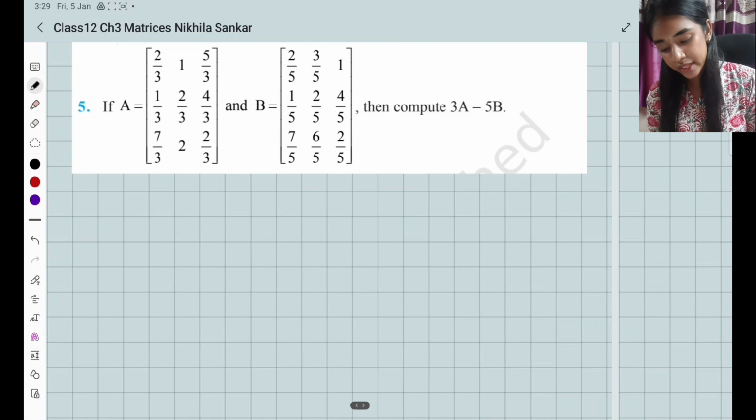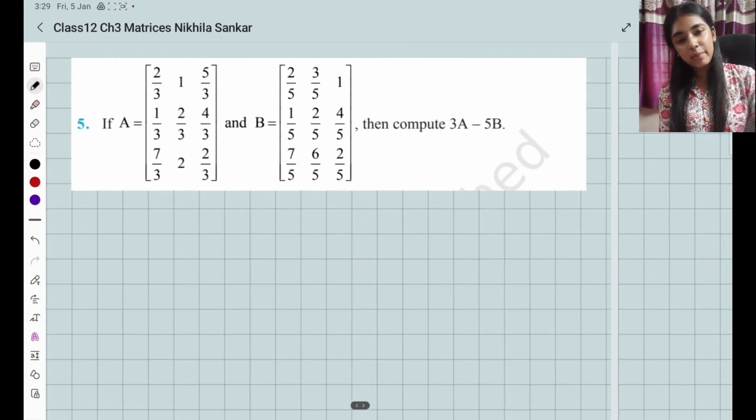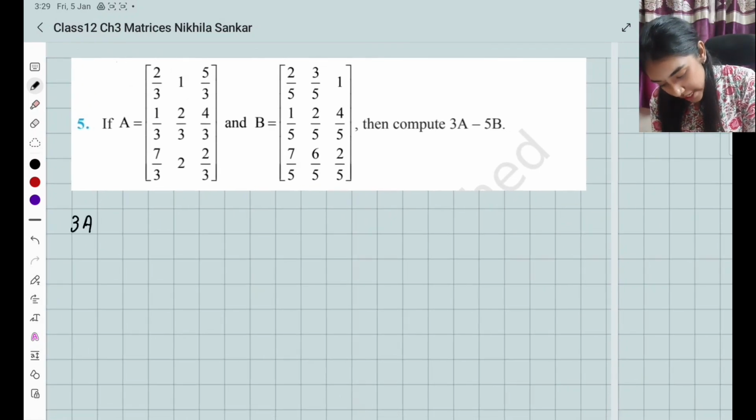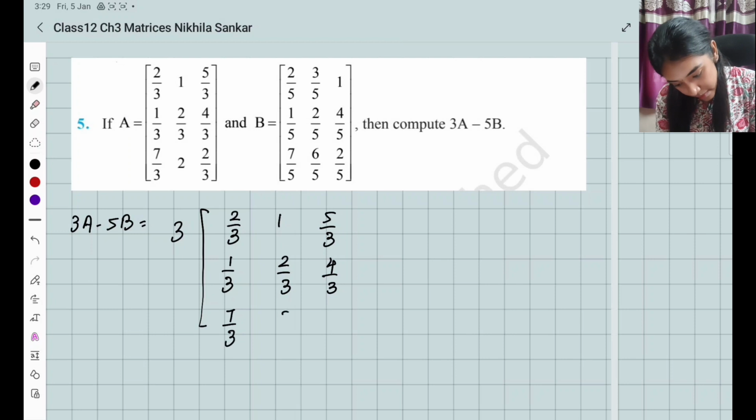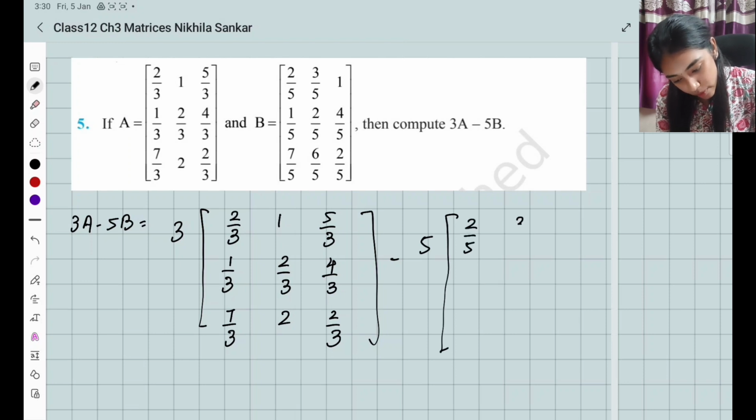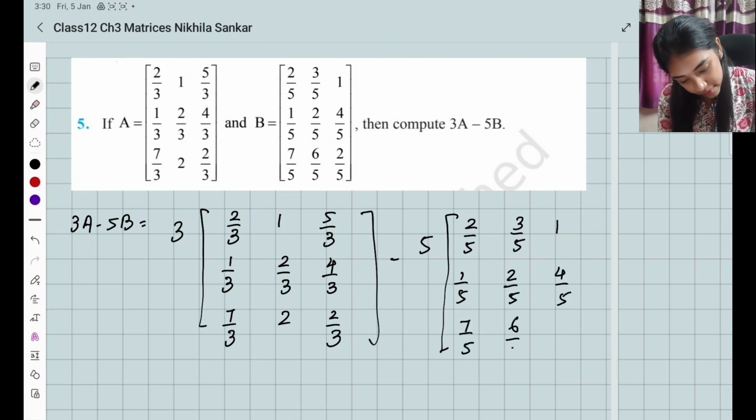Question number 5. If A and B are given, then compute 3A minus 5B. It will be easy, okay? So, 3A minus 5B equals 3 times the A matrix, which is 2 by 3, 1, 5 by 3, 1 by 3, 2 by 3, 4 by 3, 7 by 3, 2, 2 by 3. Minus 5 times the B matrix, which is 2 by 5, 3 by 5, 1, 1 by 5, 2 by 5, 4 by 5, 7 by 5, 6 by 5, 2 by 5. So, this is the matrix.